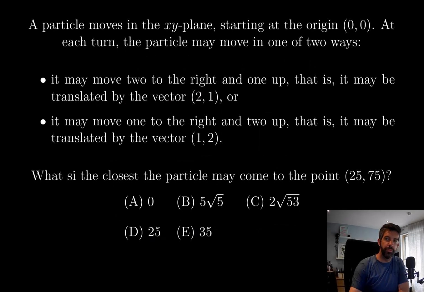A particle moves in the xy plane, starting at the origin 0, 0. At each turn, the particle may move in one of two ways. It may move 2 to the right and 1 up, that is, it may be translated by the vector 2, 1. Or it may move 1 to the right and 2 up, that is, it may be translated by the vector 1, 2. What is the closest the particle may come to the point 25, 75?